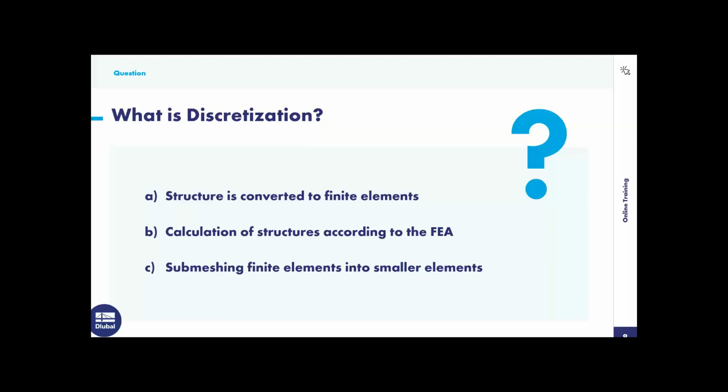Okay, awesome. So it looks like mostly everyone said A, a couple C's, a couple B's, but the correct answer is A. So what is discretization? And the answer is a structure that is converted into finite elements, or that is the method of converting structures into finite elements. So that's good.